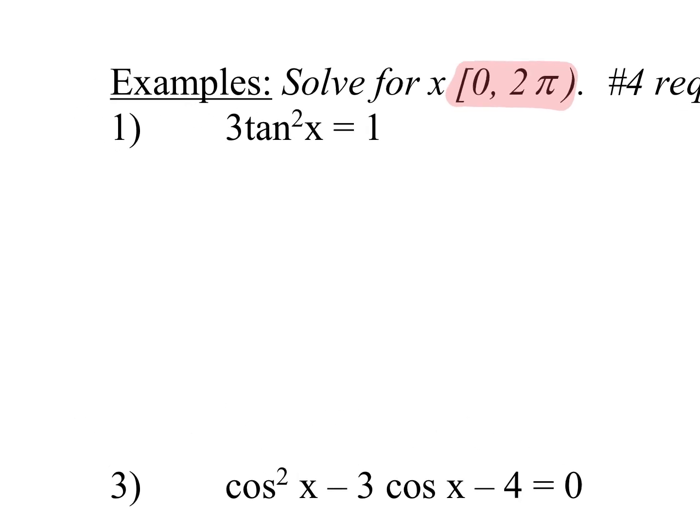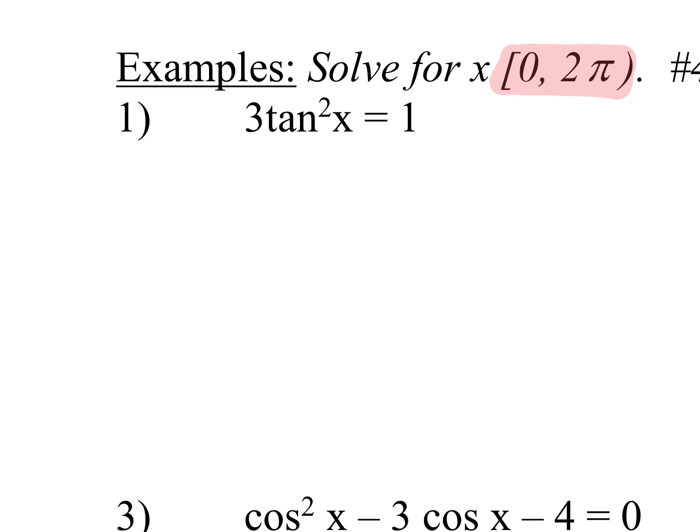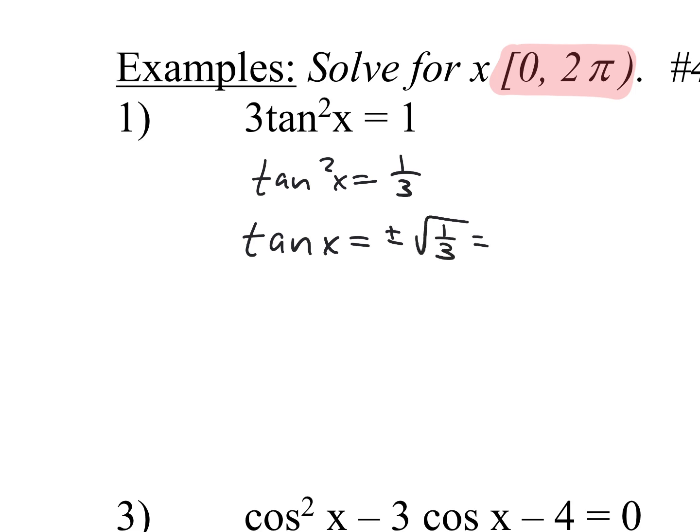So as I look at this, I have 3 tangent squared x equals 1. And what I want to do is work to isolate the tangent x trig function. So I'm going to divide both sides by 3, and then take the square root of both sides. I'm going to rationalize this. We don't like that root 3 in the denominator. So I will get root 3 over 3. Again, that is a plus or minus there.